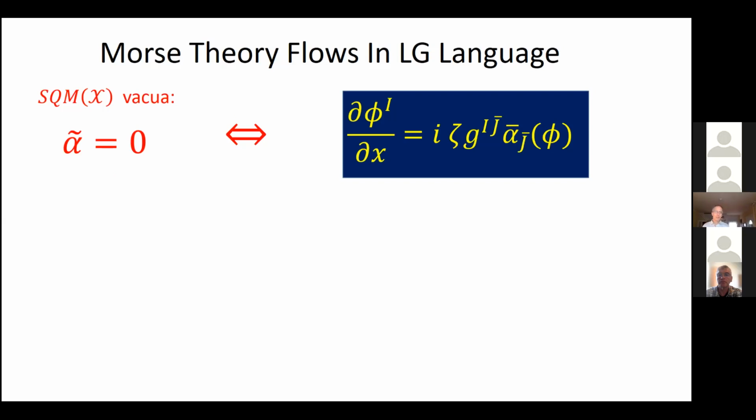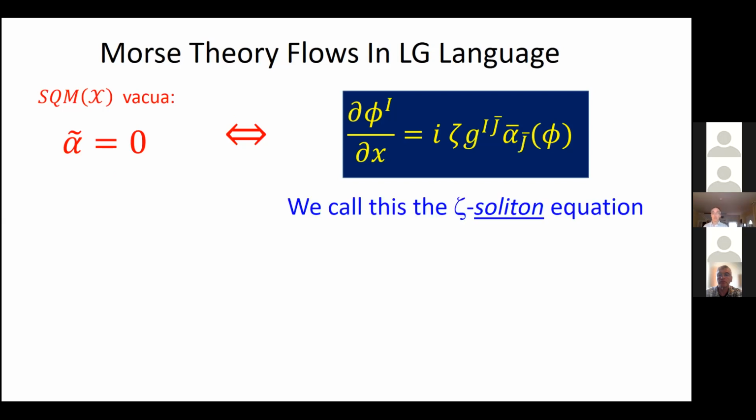So in our situation here, our super one form is alpha tilde. And if you work out what is the zero of alpha tilde, a zero of alpha tilde in Landau-Ginzburg language is exactly the same thing as a solution of this differential equation, which I've written here. It's a differential equation in one variable, x. And I'll call that the zeta soliton equation, because solutions of this equation are known as solitons in physics.